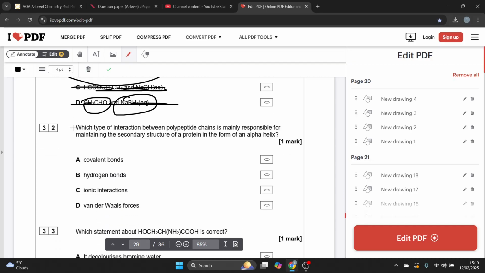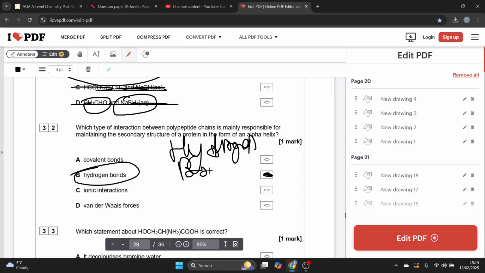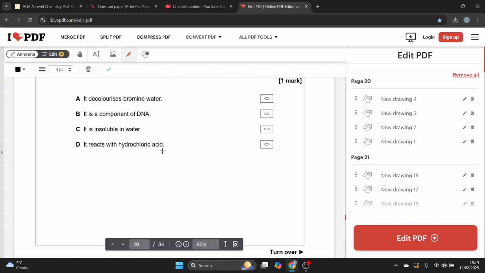Question 32. Which type of interaction between polypeptide chains is mainly responsible for maintaining the secondary structure of protein in the form of alpha helix? Hydrogen bonds. Just need to know that. That's just like an A1 question, how well you know your content. Hydrogen bonds between polypeptide chains.